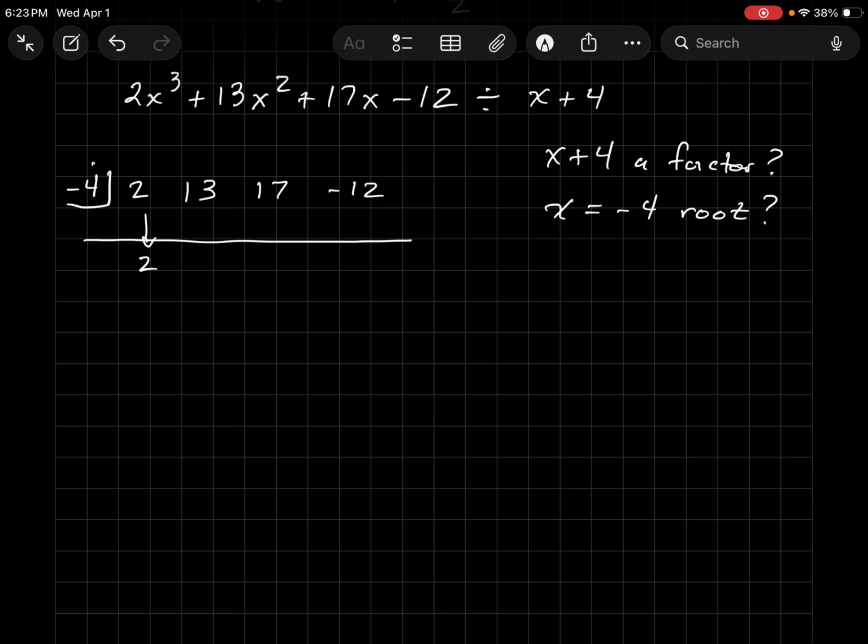We'll put our bar and we'll do our process of bringing this first number down, whatever it is, and then we're going to multiply this times this. Negative 4 times 2 gives us negative 8. Place it right there and then add down. 13 plus negative 8 gives us 5. Then we keep doing it.